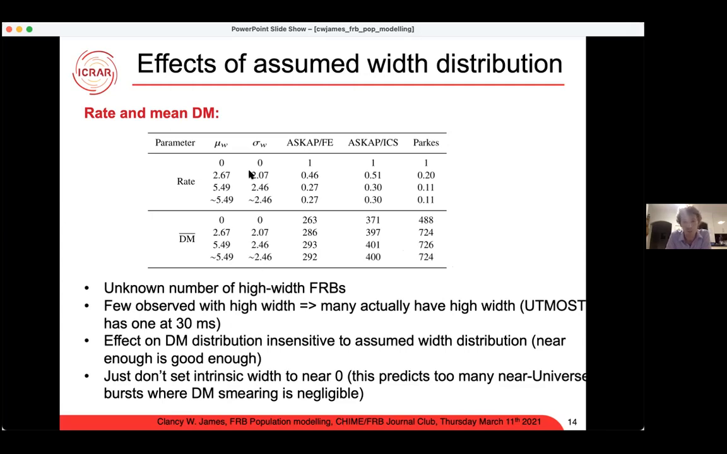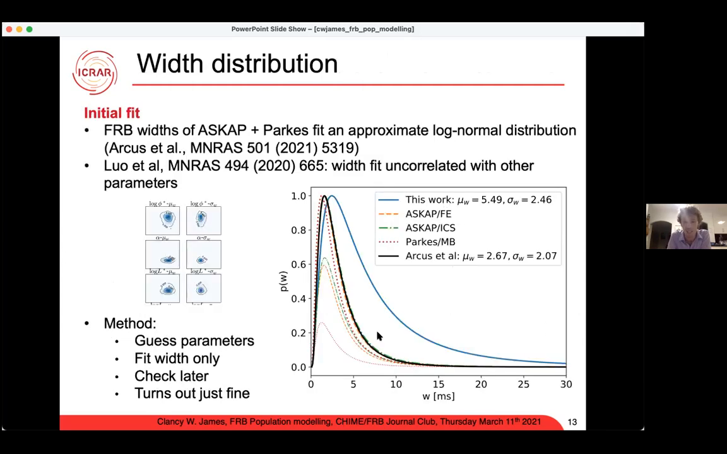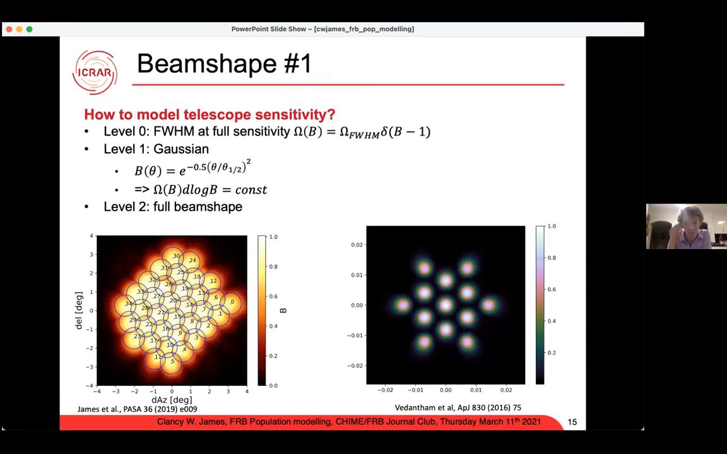And clearly your assumed width distribution very much affects how many FRBs you're missing, right? But we don't really probe that space anyway, because of these biasing effects, we don't have a good handle on how many FRBs are right out here. So I would take this log normal model in this range with a grain of salt. It's just sort of an example, but it doesn't strongly affect the rest of the fits. All right, the other thing you can do is you can say, well, what about this beam shape modeling?